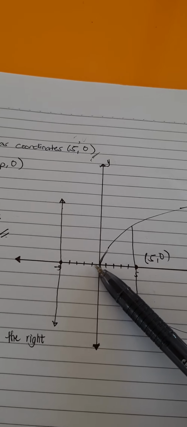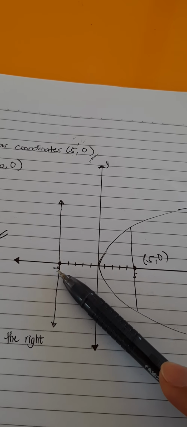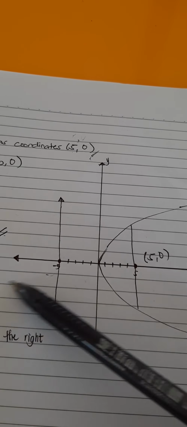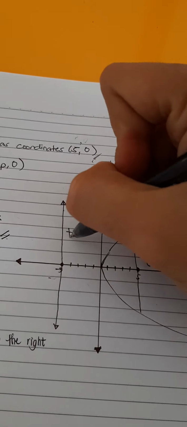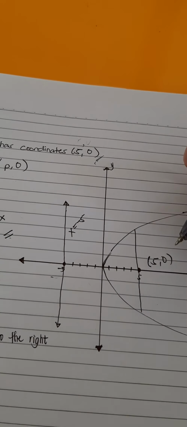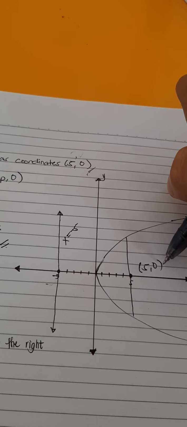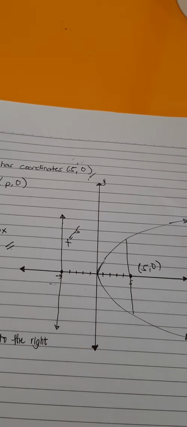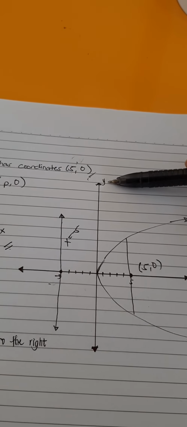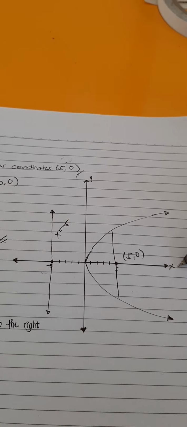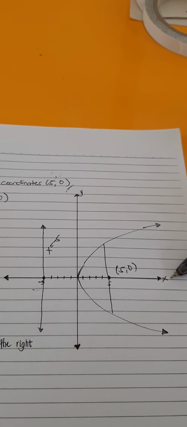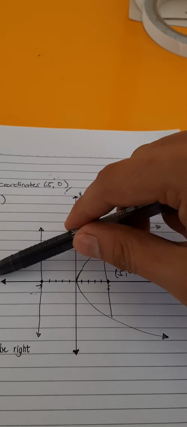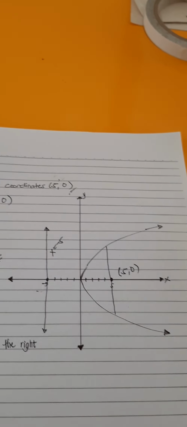direction from the vertex: 1, 2, 3, 4, 5. Since the equation of our directrix is x equals negative 5, and the focus is here, we have this graph. Take note, don't forget to write the y-axis and the x-axis, and our axis of symmetry is the x-axis.